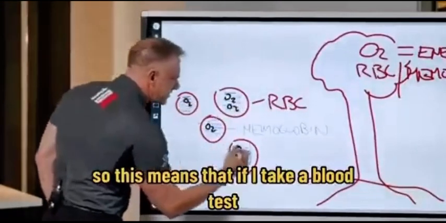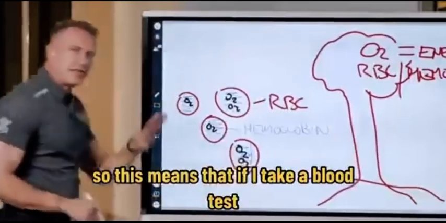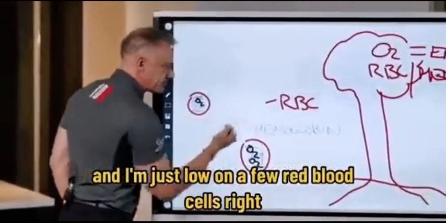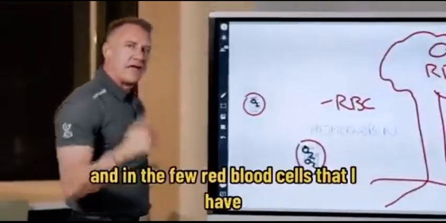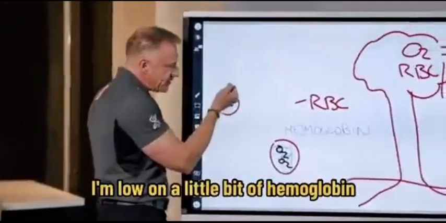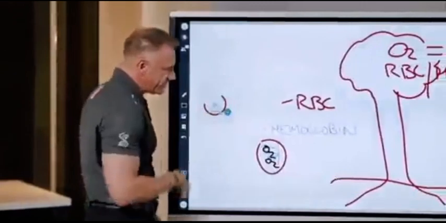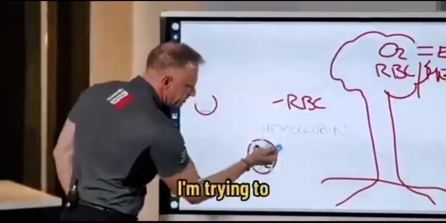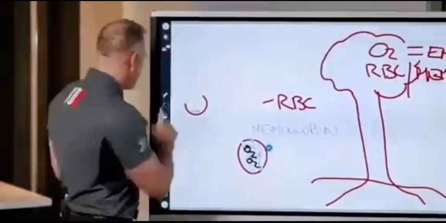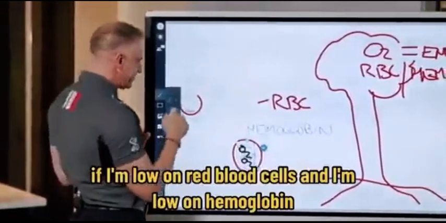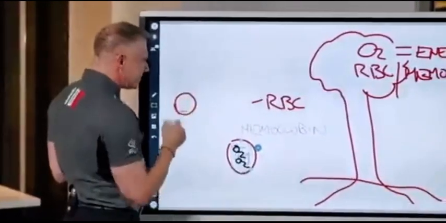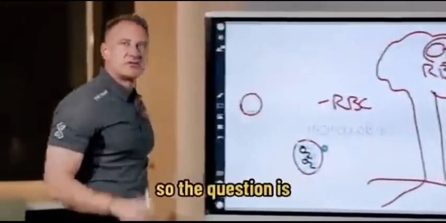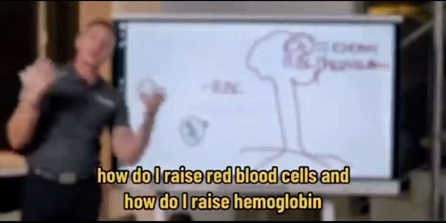So this means that if I take a blood test and I'm just low on a few red blood cells, and in the few red blood cells that I have, I'm low on a little bit of hemoglobin. Just imagine I take a little hemoglobin out of there. I'm trying to, but you get the point. If I'm low on red blood cells and I'm low on hemoglobin, then what else am I going to be low on? I'm going to be low on oxygen. So the question is, how do I raise red blood cells and how do I raise hemoglobin?